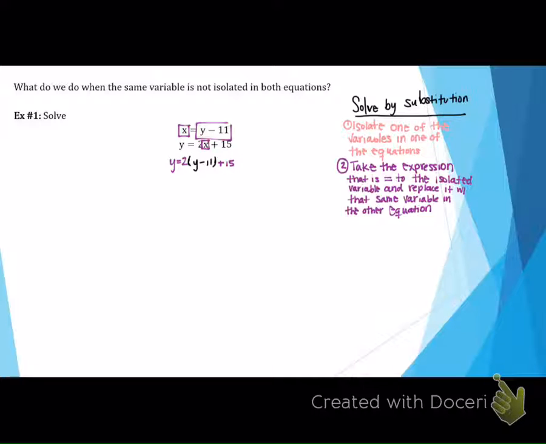Why are we doing this? Before, we had 2 variables per expression. Can you solve if you have 2 unknowns? No, but now how many unknowns do we have? 1. So that's what makes it a little bit easier here. So we're going to use the distributive property. The next step is to solve for the remaining variable.